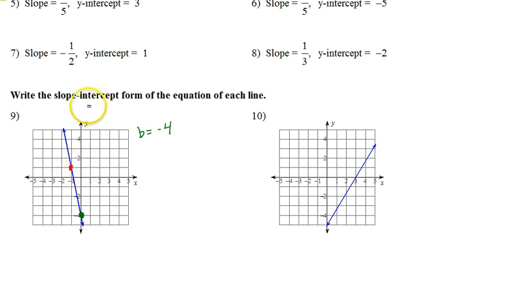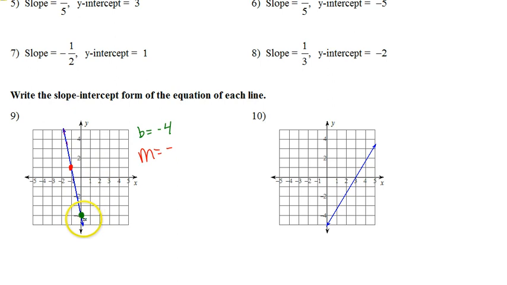Now the very first thing I'm going to look at is the direction of my line. From left to right, is it going up or down? If we're reading this line from left to right, this specific one from left to right is going down, which means that my m is going to be negative. If the line is going down from left to right, your slope is negative. On number 10, our line is going up from left to right, which means that the slope is positive. So in this case, my slope is negative.